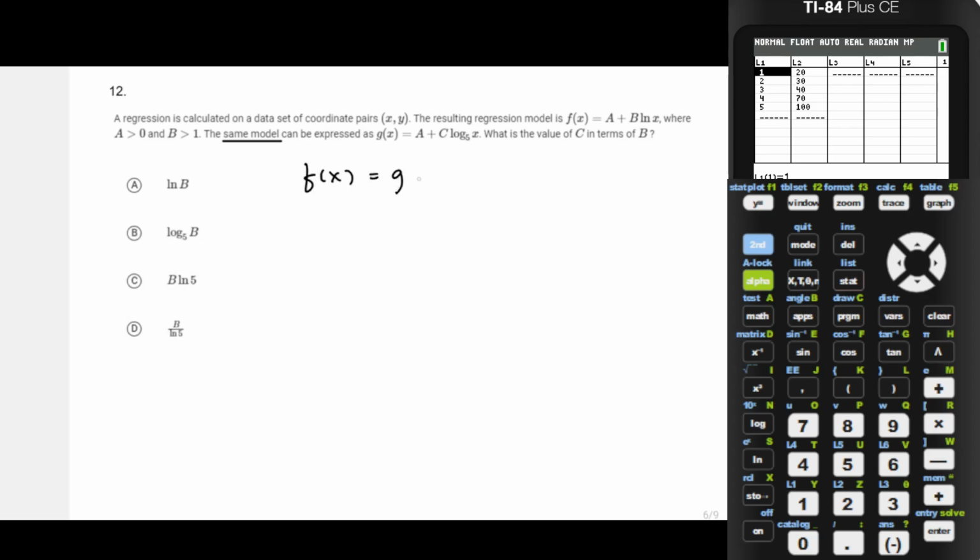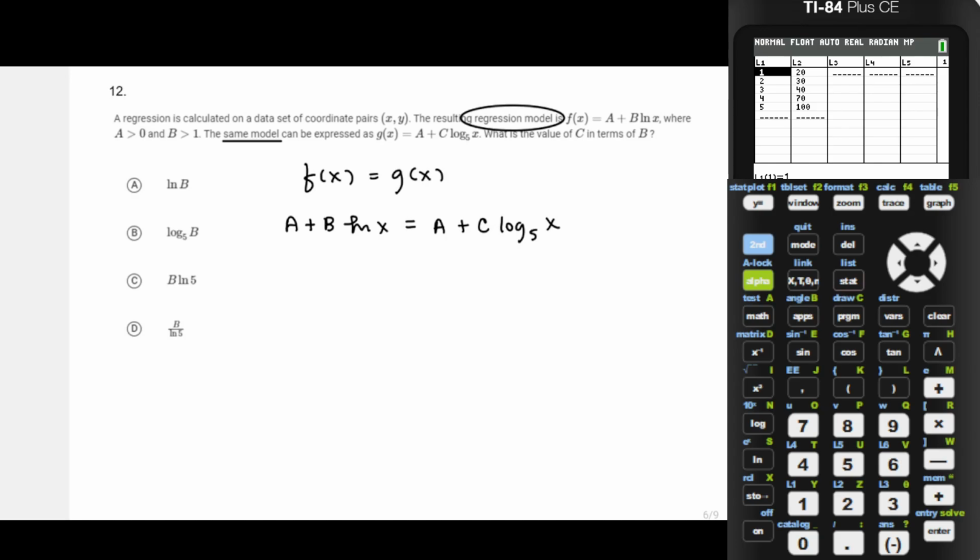This is just going to be some algebra. But again, I saw that regression model word in AP Classroom and I just snipped the question. So f of x equals g of x: a plus b natural log x equals a plus c log base 5 of x. Oh, that shouldn't be too bad.